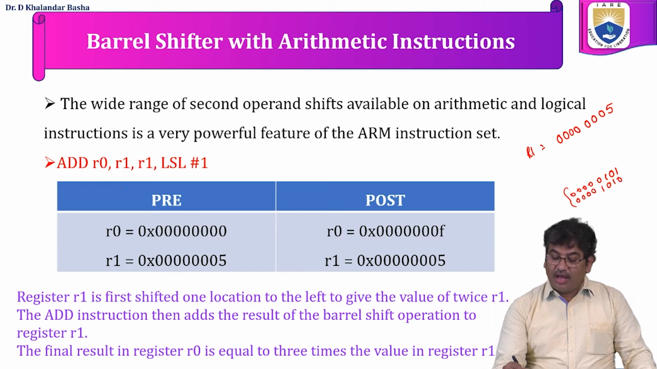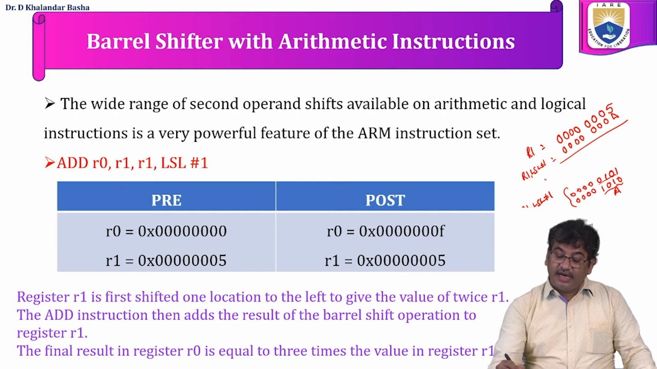This is R1 LSL #1. Left shift the contents of R1 by 1 bit. So now the equivalent value we are going to get, earlier it is 5. Now after left shifting we are going to get 8 plus 2, 10 in the decimal. In the hexadecimal it is A. So here after left shifting, R1 LSL #1 will give us 0000000A. Now we have to add these contents.